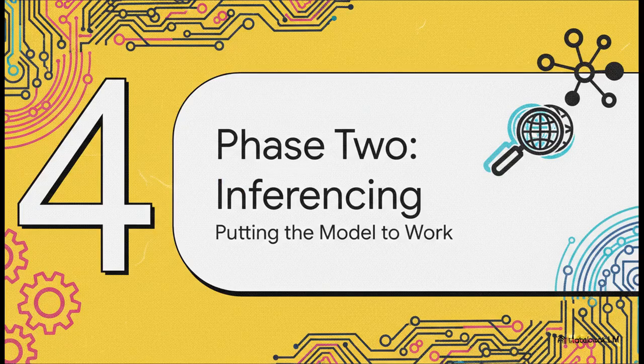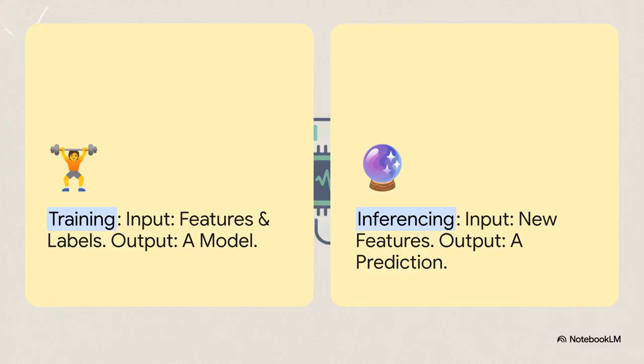So we have our model, we found the recipe. Now what? Well, now we move to phase 2, inferencing. This is where we put our model to the test in the real world. And the difference between these two phases is super important. During training, you use both the features and the known answers to build the model. But during inferencing, you only have new features that the model has never seen before. You feed those new features in, and what pops out the other side is a prediction.